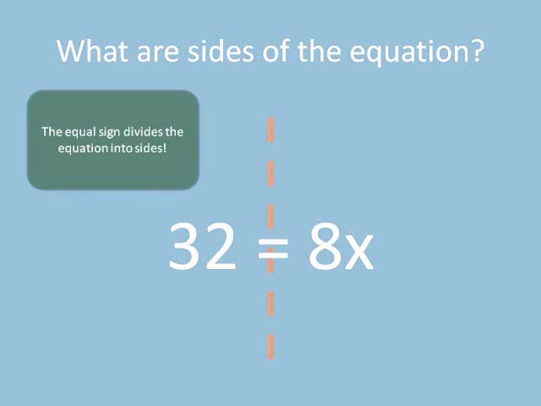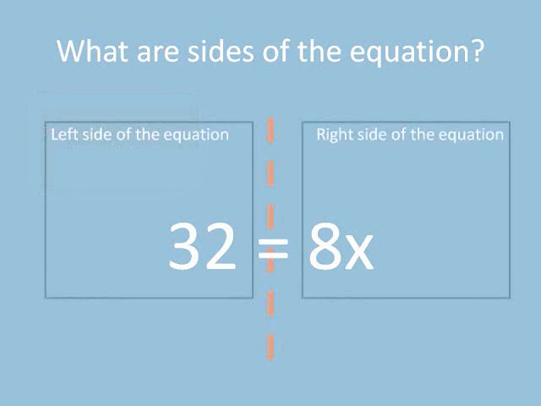So what are sides of the equation? Sides of the equation you get from different sides of the equal sign. On the left side, we have 32 in this example. On the right side, we have 8x. Those are different sides of the equation.